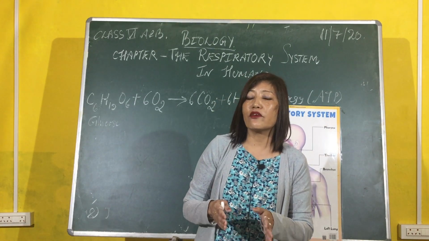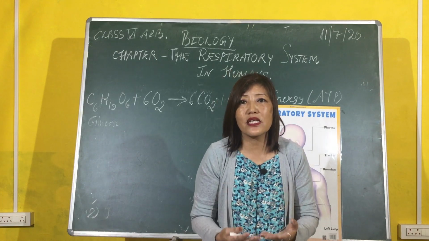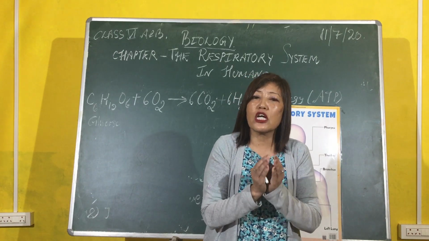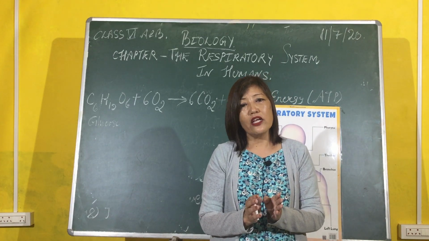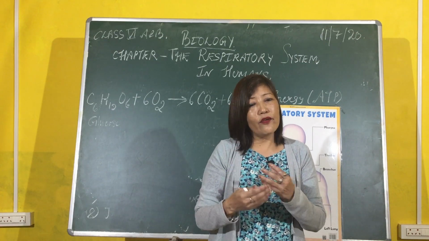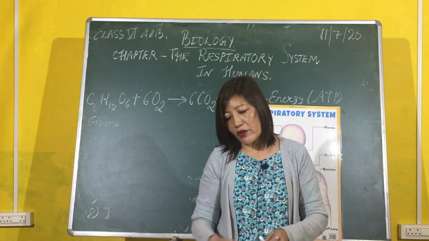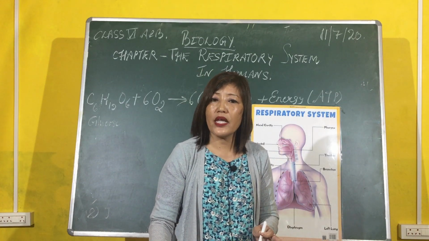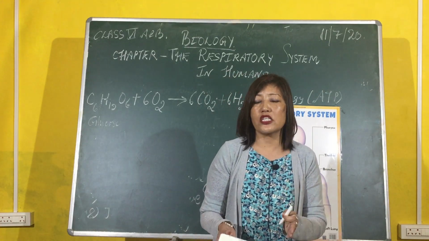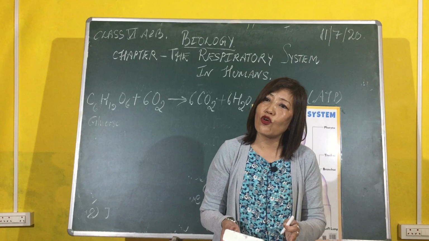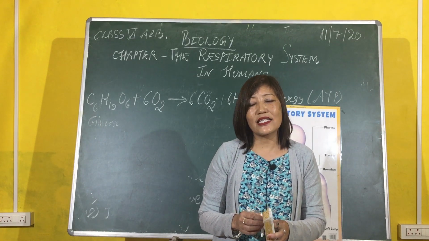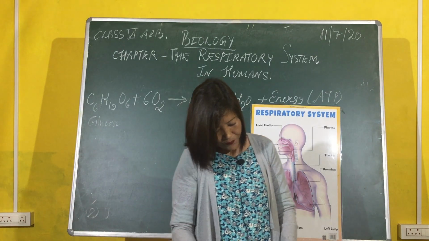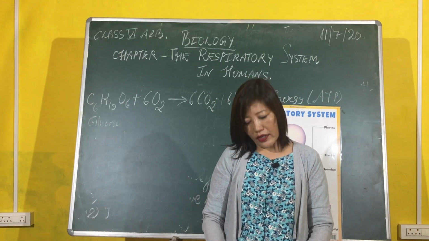Since anaerobic respiration takes place in absence of oxygen, the food is not completely oxidized. By anaerobic respiration also, energy is released, but it is only 2 ATP, and instead of water, the byproduct is ethyl alcohol, or it is also called lactic acid, and carbon dioxide. So these are about anaerobic respiration.